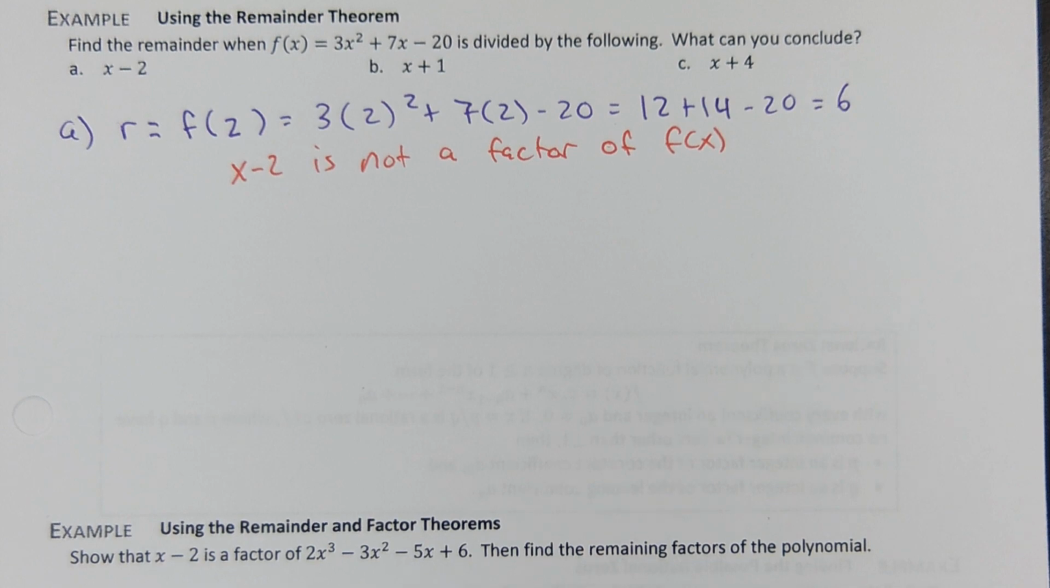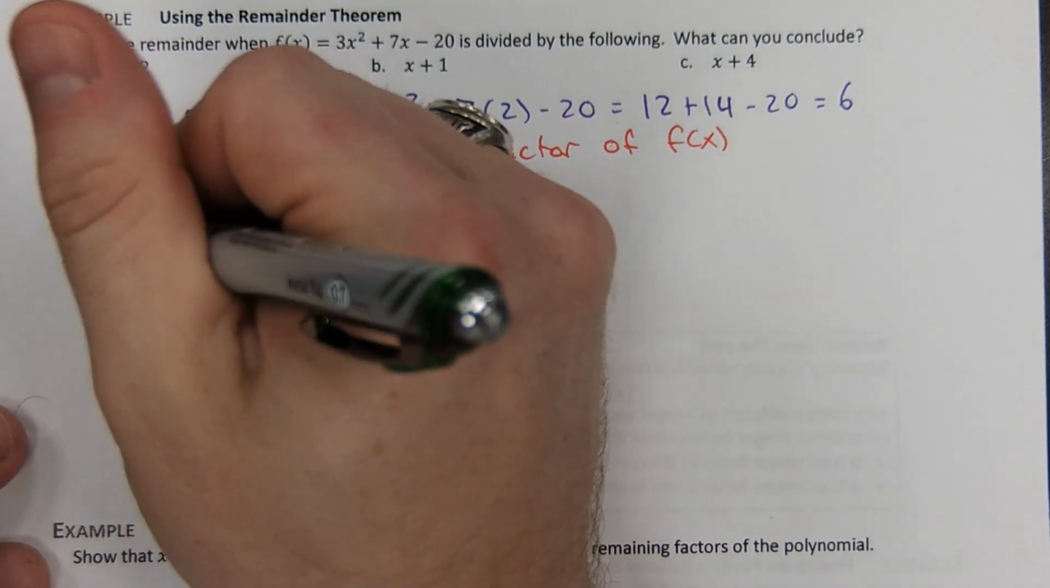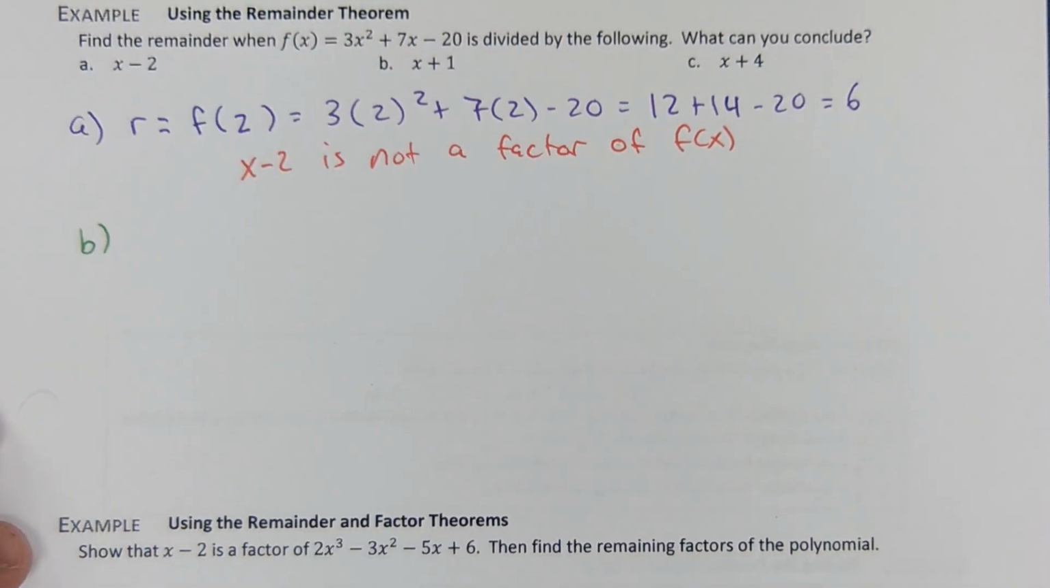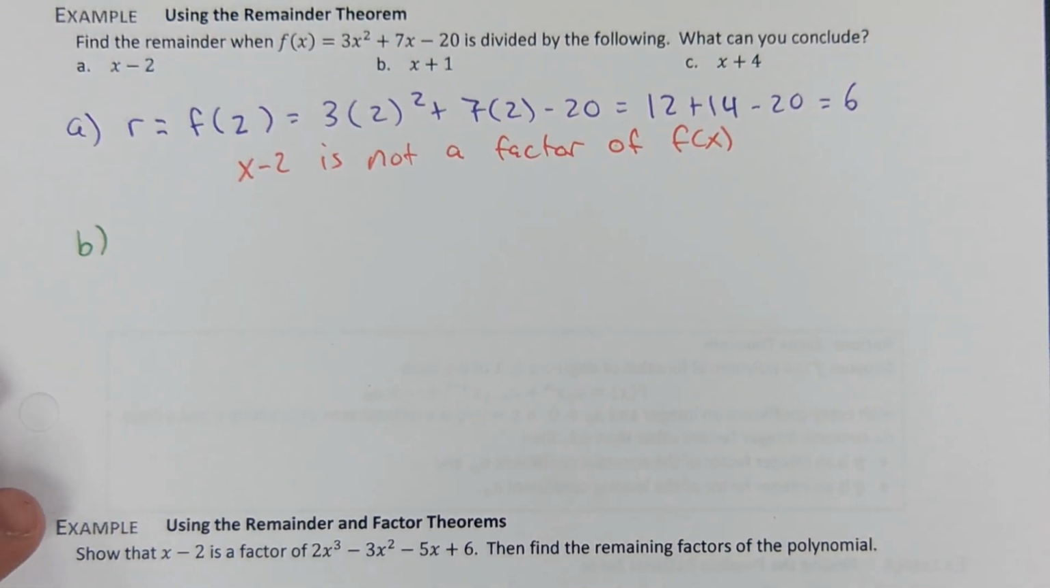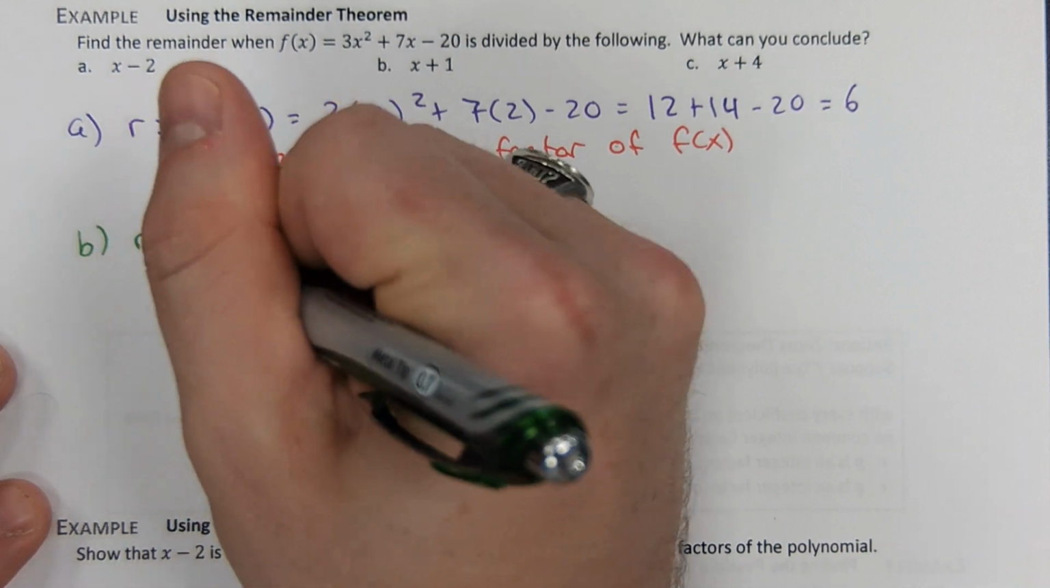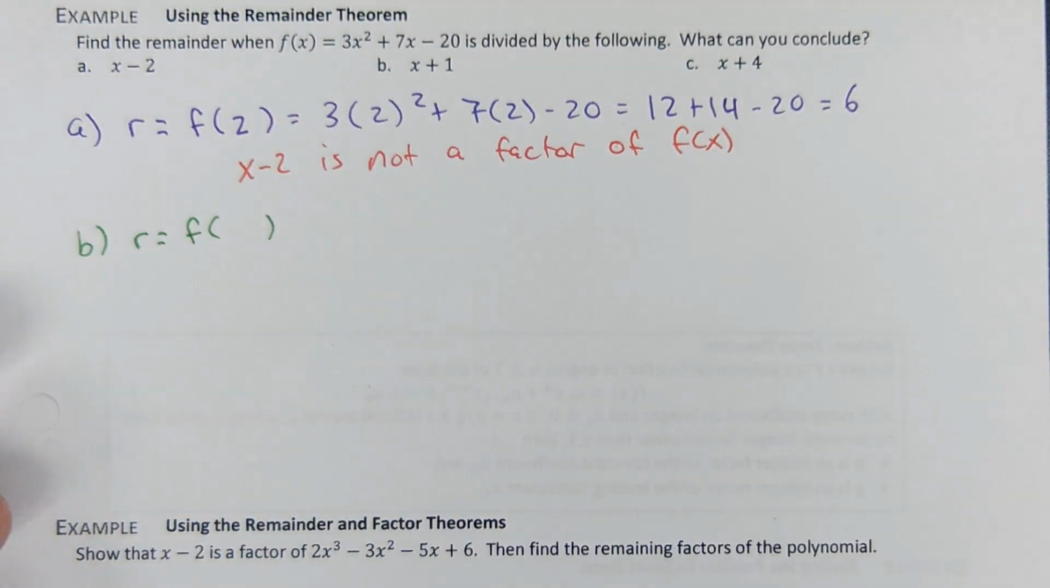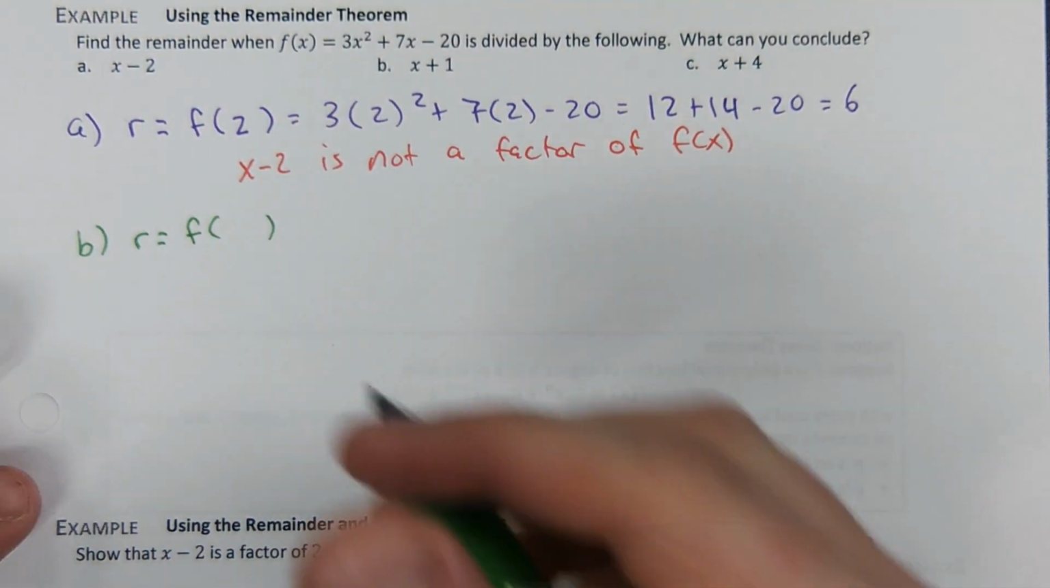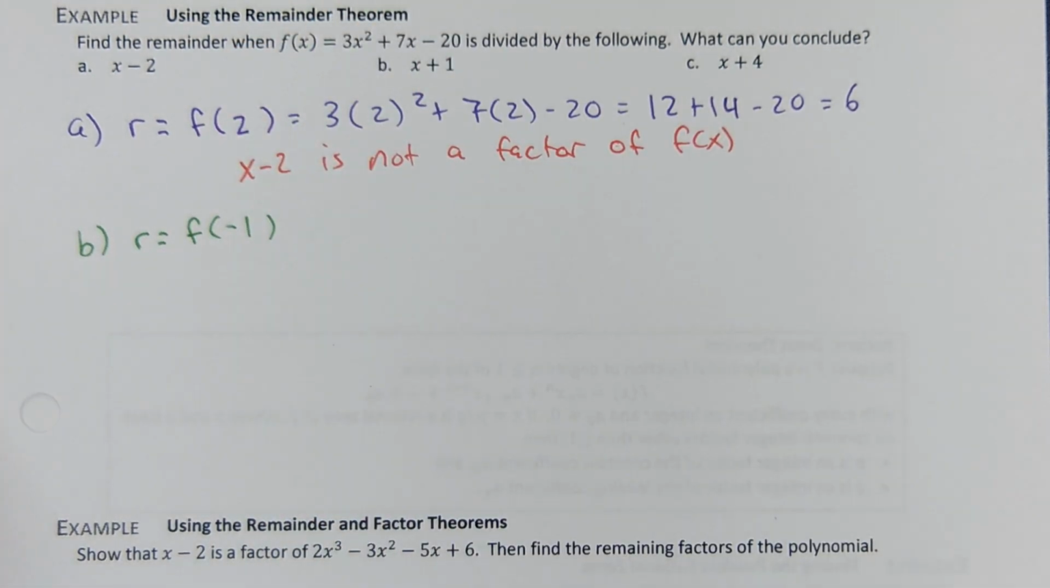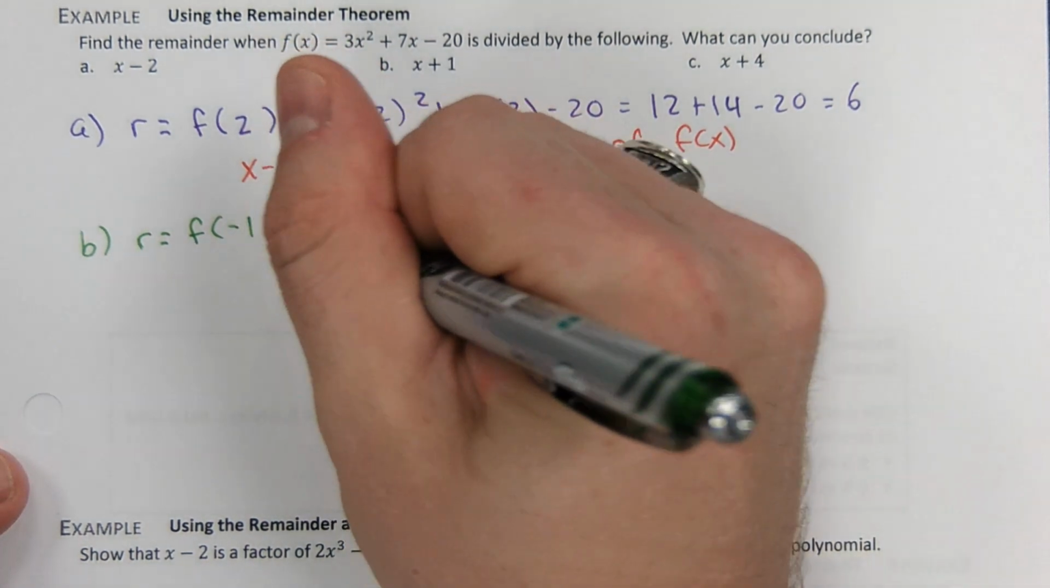What's a good color to go next? How about green? Part B. Instead of doing the synthetic or the long division, f of x divided by x plus 1, I could find the remainder simply by evaluating f of x using the 0 of the divisor, so negative 1, the same exact number that I would have used if I was doing the synthetic division, and plug it in. Let's see what I get.